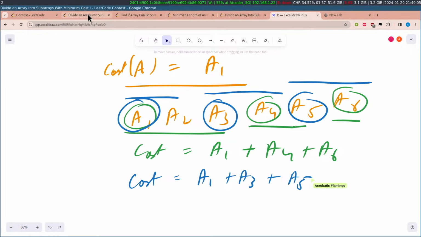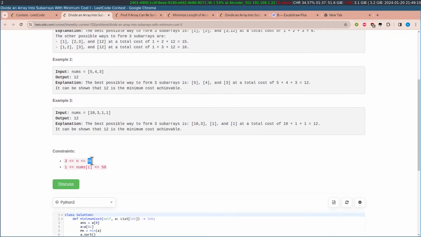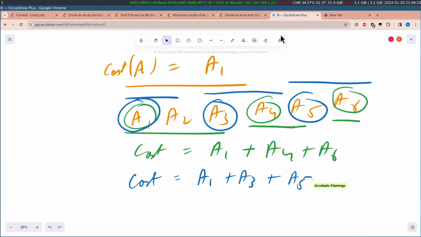In this case, the constraints were very small, less than 50, so you can also do a brute force. Because you have to take all of the elements, the first element of the first subarray would be A1. But you can run a for loop to find where you should start the second and third subarrays. For example, you can run a for loop for i equal to 2 to n, and for j equal to i plus 1 to n.